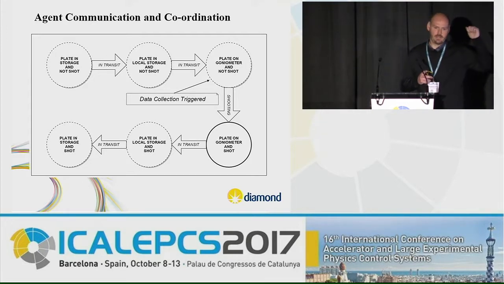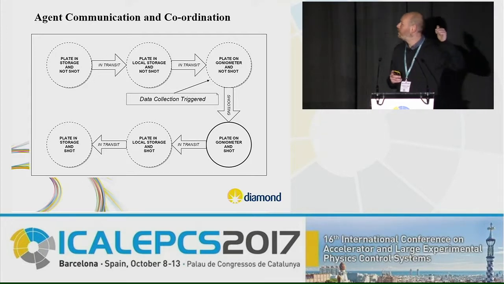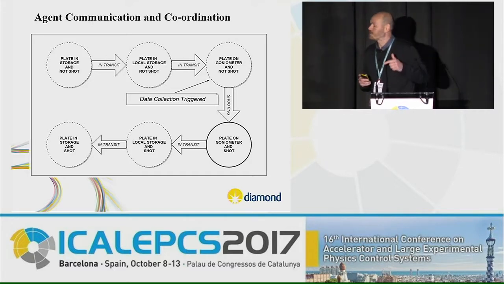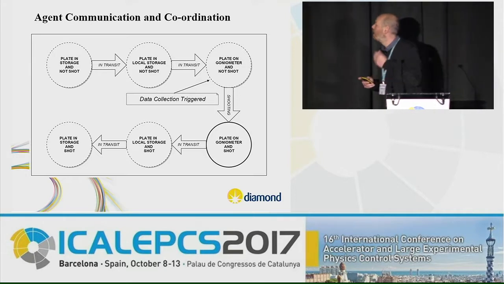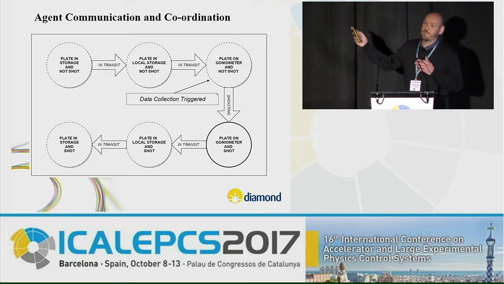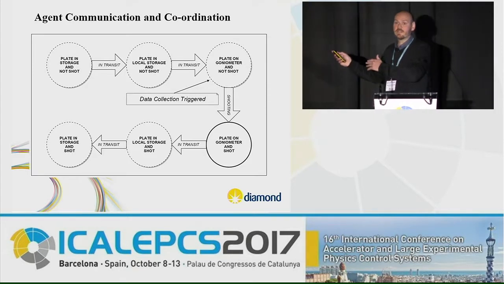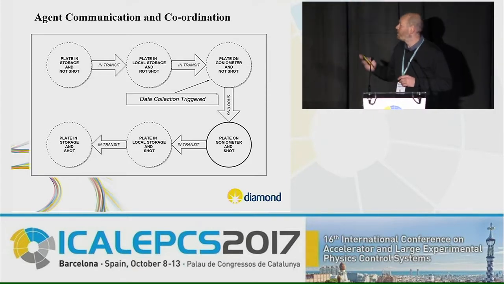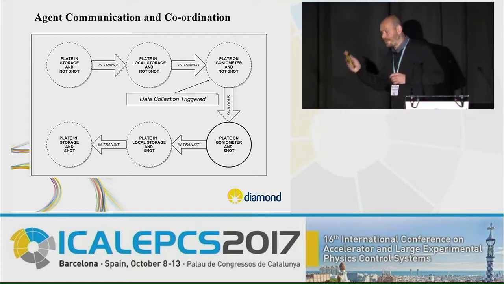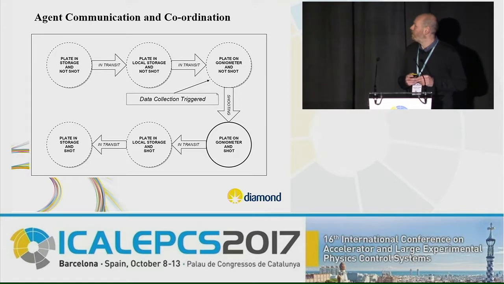This plate state consists of the location of the plate, and also whether it's been shot or not, whether it's been exposed to X-rays. That's all that's required for this communication. This information, of course, is an attribute of a plate, and that's stored in ISPyB as well. So that's where we get our information from. What we see here are all the states that the plate can be in at any one given moment in time.